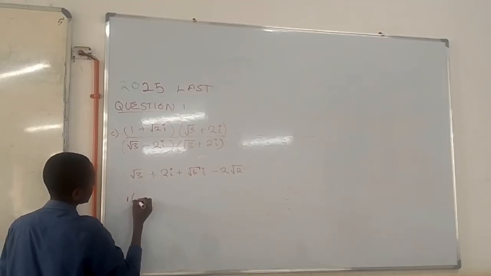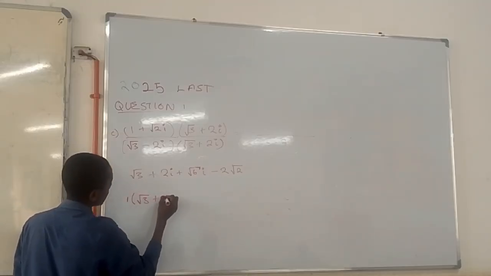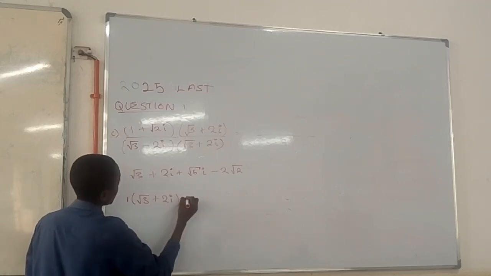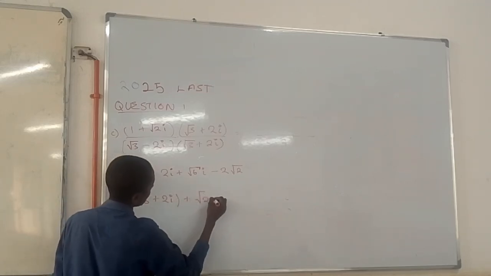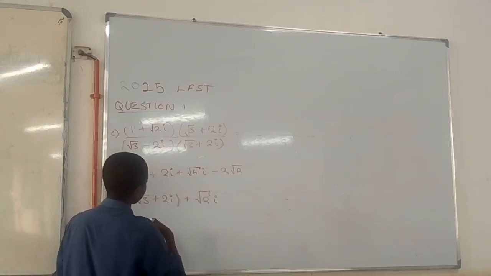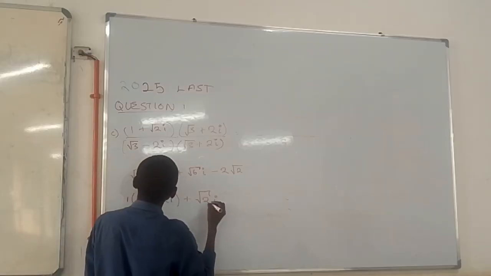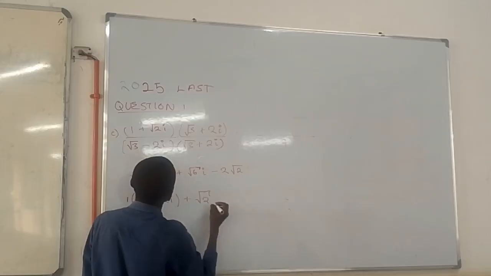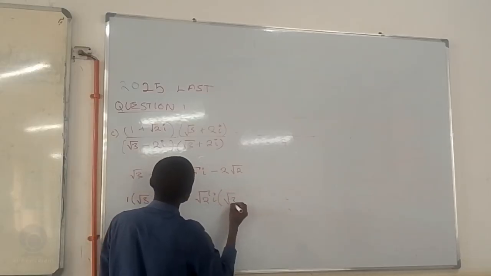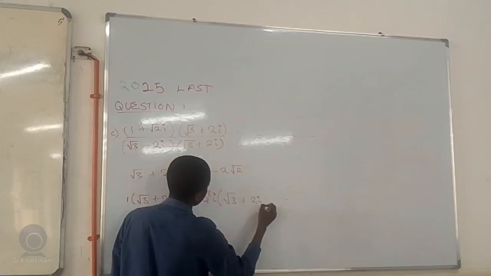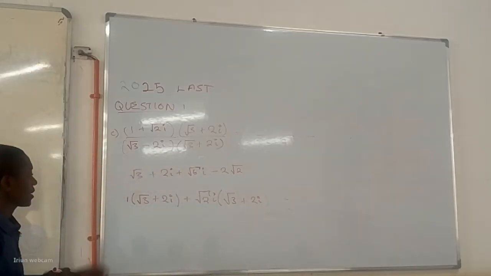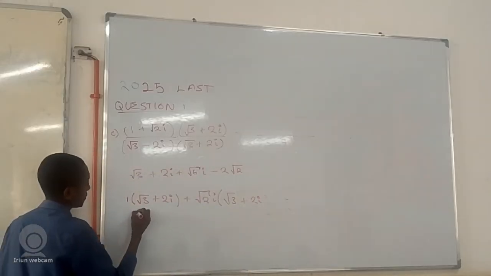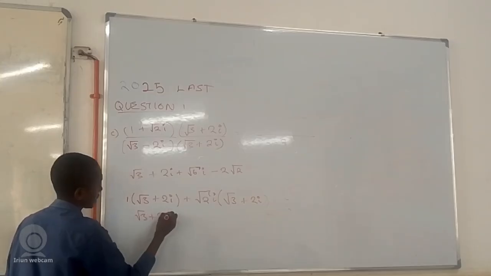So we have 1 root 3 plus 2I plus root 2I plus I. Then you have root 3 plus 2I. Okay, this is what we have, right? It will just be like this.